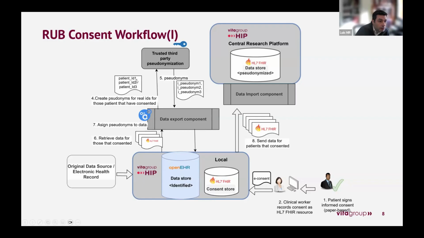So basically all these IDs are sent to this trusted third party, and the third party provides a list of interim pseudonyms. And I say interim because you will see later this is not the final pseudonym, okay? But with these pseudonyms, we can create with our CDR bridge the FHIR version of this openEHR data. So this is translated into FHIR, and the pseudonyms are assigned. So data becomes pseudonymized. And that data is sent to this central data warehouse for the 8 RUB clinics I was talking about before. So this is a central research platform.